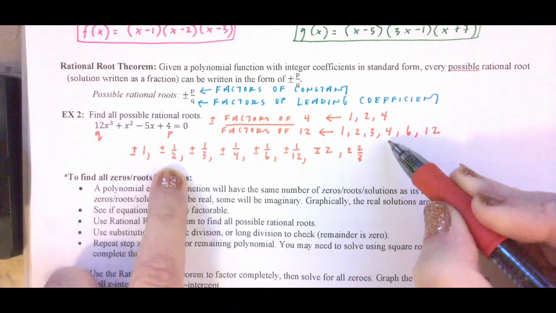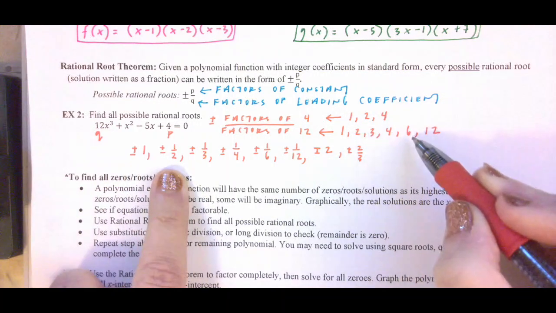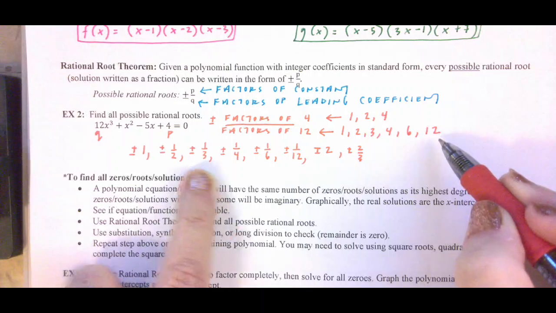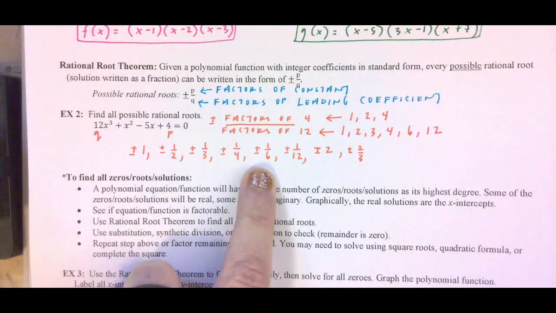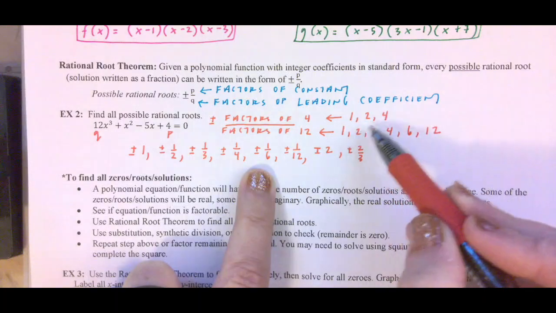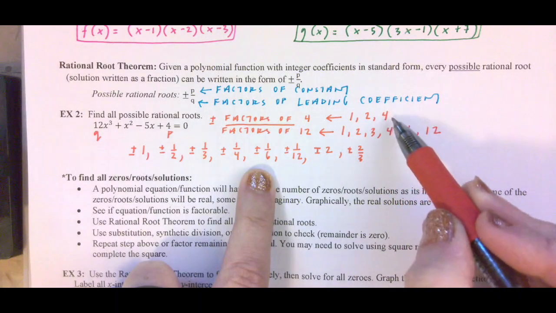2/4, well, that is just 1/2. And 2 over 6, well, that's just 1/3. And 2 over 12, that is 1/6. I already have those represented. So now look at the 4 over each of these options here.